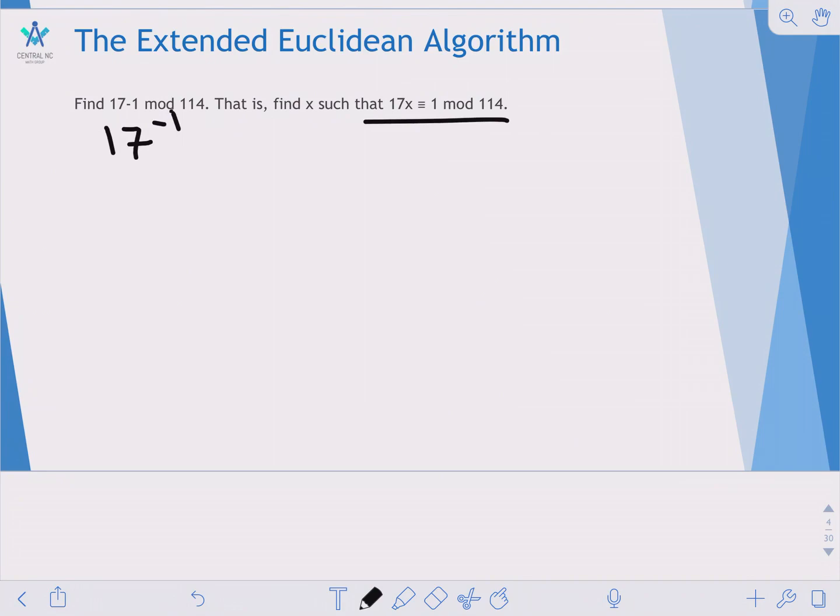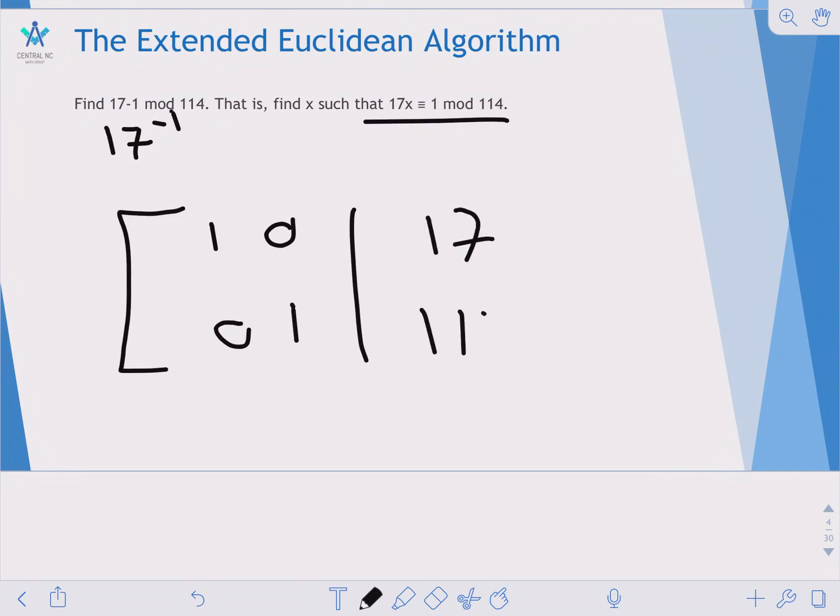Alright, so what we do is we set up a so-called augmented matrix. We start off with the identity matrix on the left-hand side, the 1 0 0 1. And we put the numbers 17 and 114 in the right-hand column and separate them with a line.